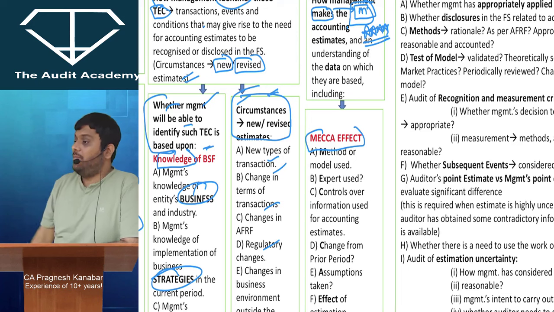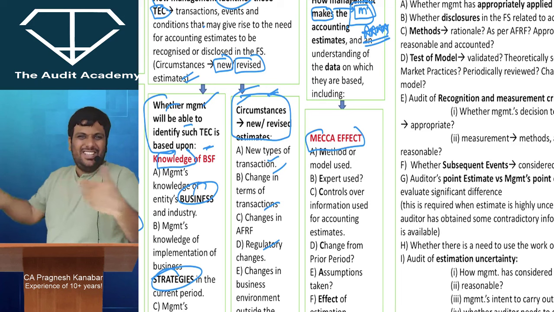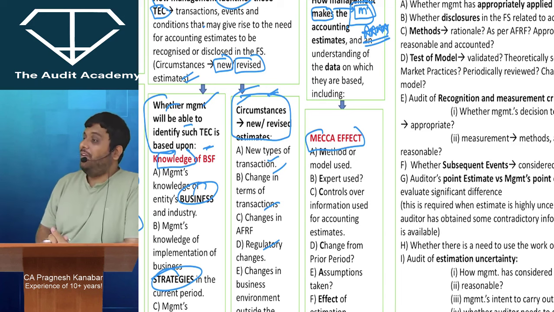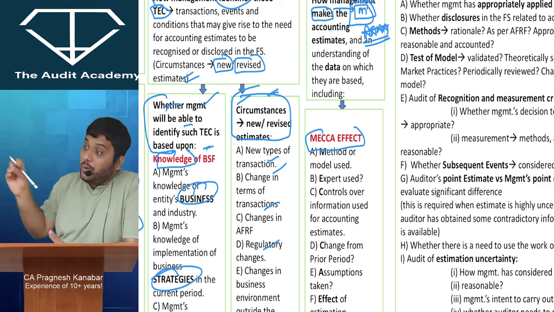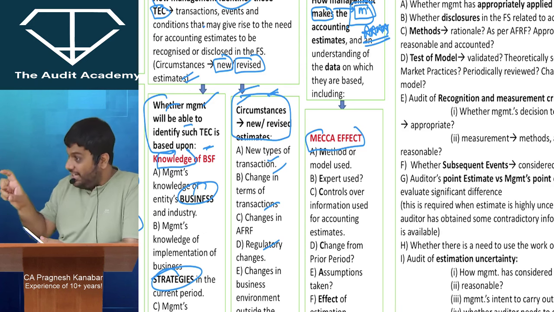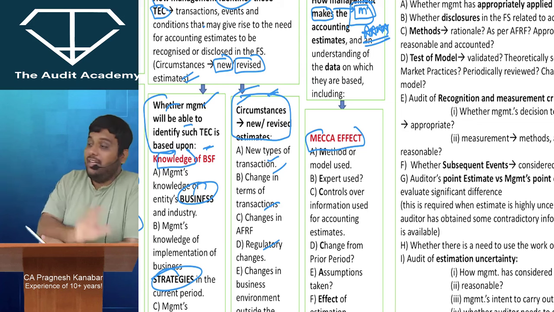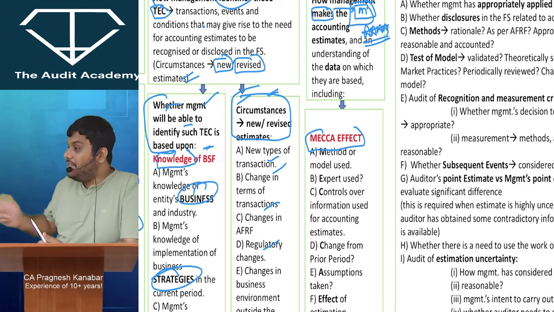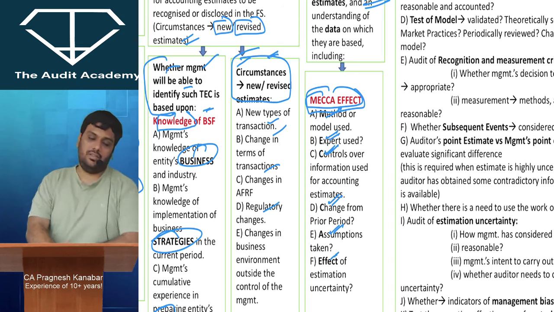I will call the management. I will say, hello, what kind of methods have you used? What kind of assumptions? Just a discussion here. This is not a verification. Whether you have used an expert, what kind of controls you have for this kind of estimate? Is there any change? All right. Listen, to which account does this estimate relate? For example, provision for doubtful debt relates to trade receivables. Then, how have you assessed estimation uncertainty, high uncertainty, low uncertainty, alright. So, MECA effect: method, model, expert, then controls, changes, assumptions and effect of estimation uncertainty.